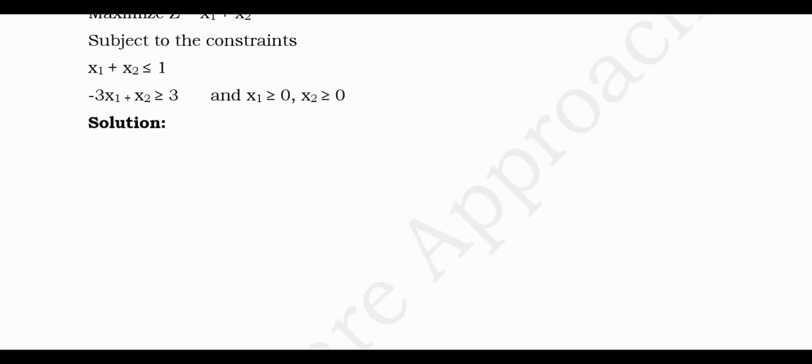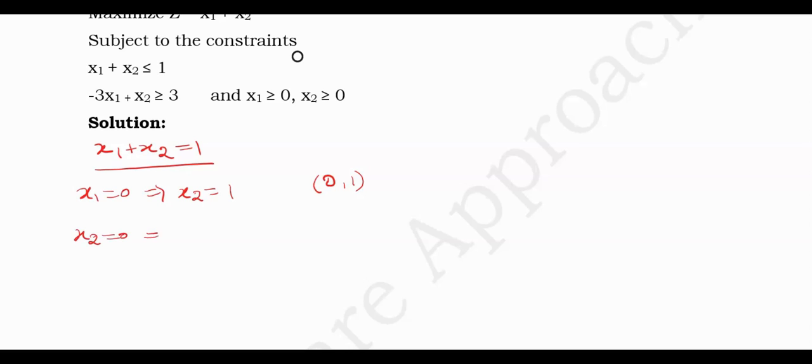From the first constraint we have x1 plus x2 is equal to 1. In this equation, if we give x1 is equal to 0, then we'll have x2 is equal to 1. That is 0, 1. If we give x2 is equal to 0, then we'll have x1 is equal to 1. So the points are 1, 0.